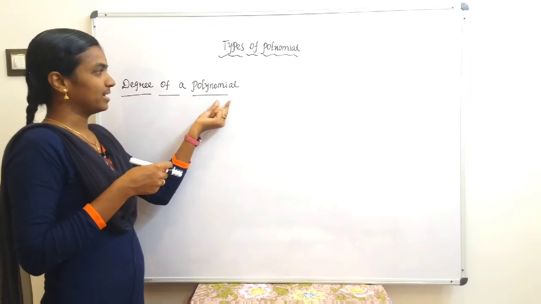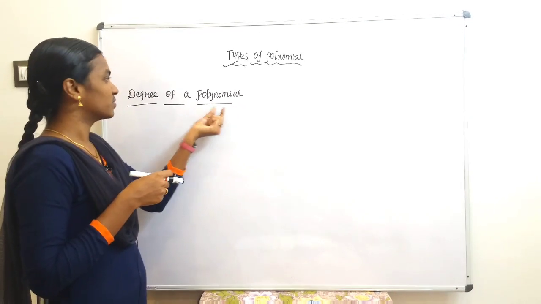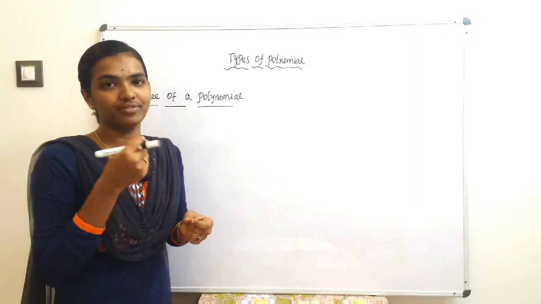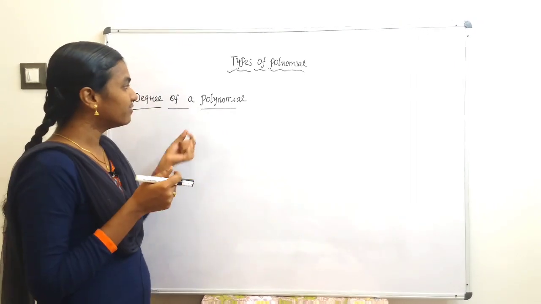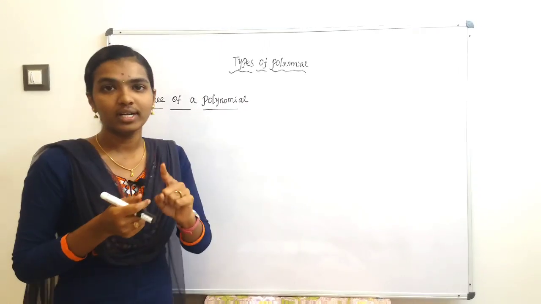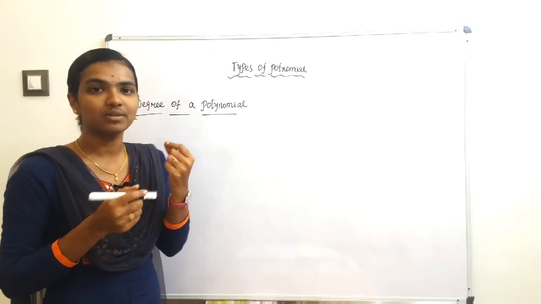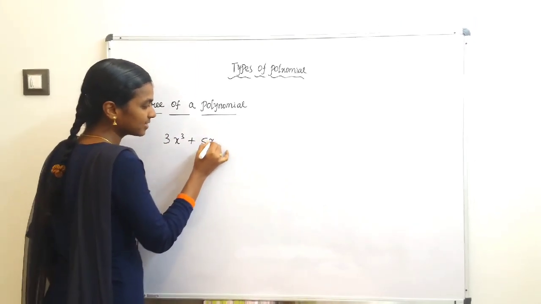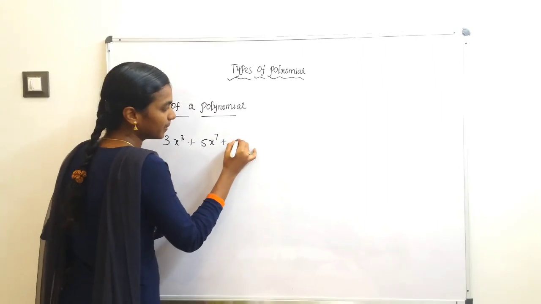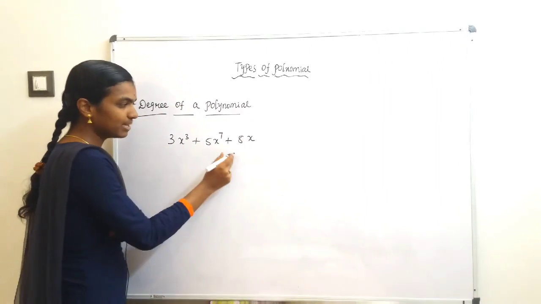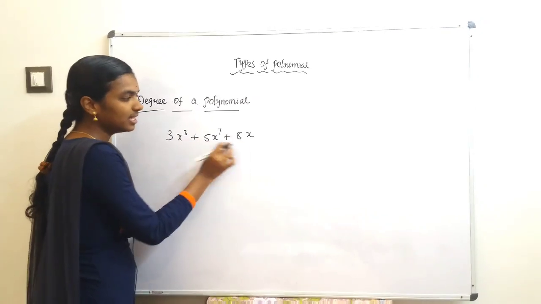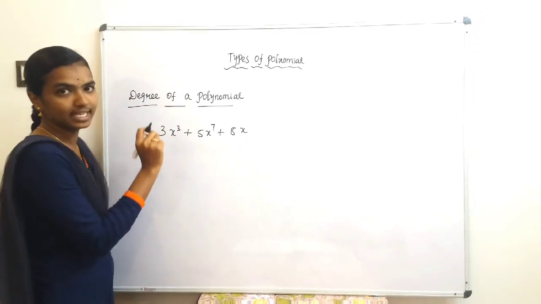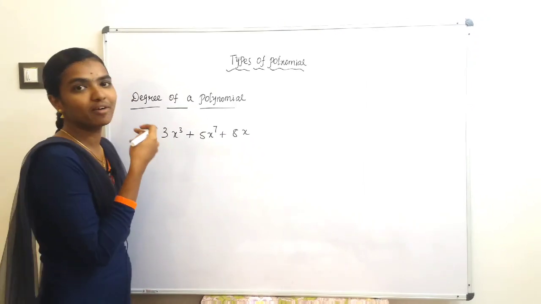Now let us discuss the degree of a polynomial. Degree of a polynomial is one of the very important concepts. How to find the degree of the polynomial: it is nothing but the highest power of the variable. Let us see a polynomial having only one variable, for example 3x cube plus 5x power 7 plus 8x. It is a polynomial with the variable x. If there is only one variable, the degree is nothing but the highest power of the variable.